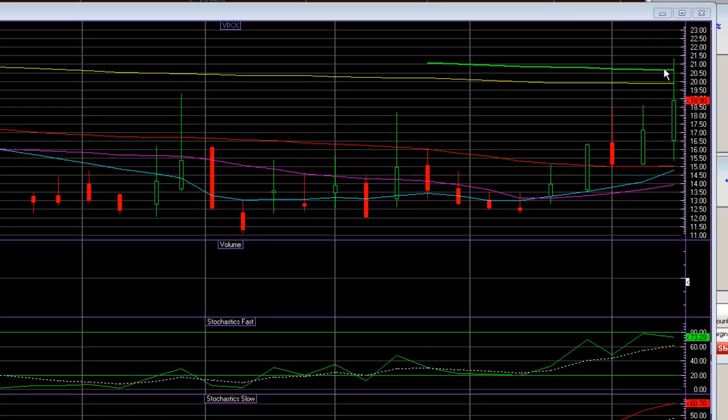And oh my goodness, it's a weekly chart, and the 100 weekly moving average, it tested it, man. Look it up here. The green line is a 200 week moving average at 20.68. You hear me?